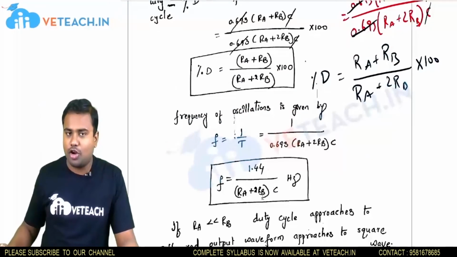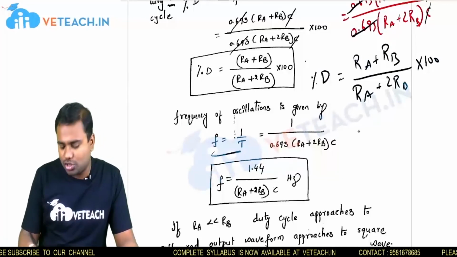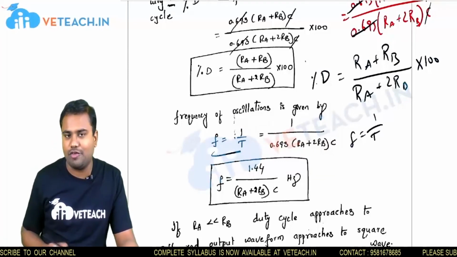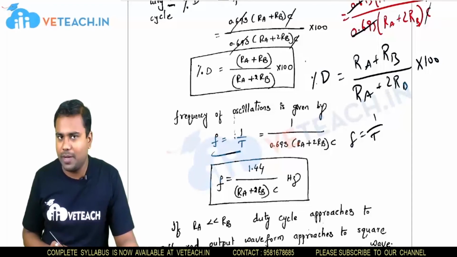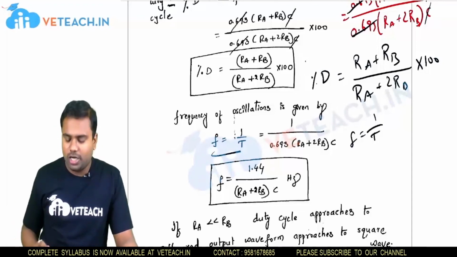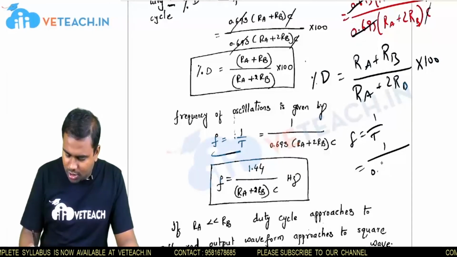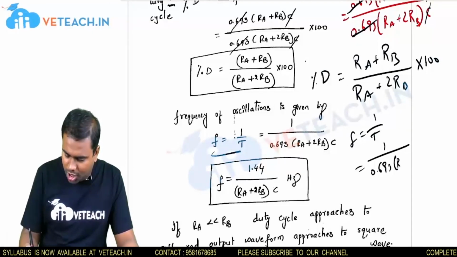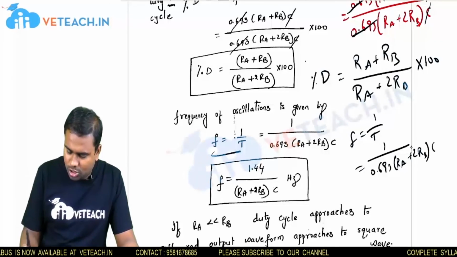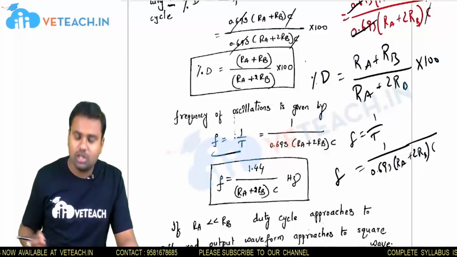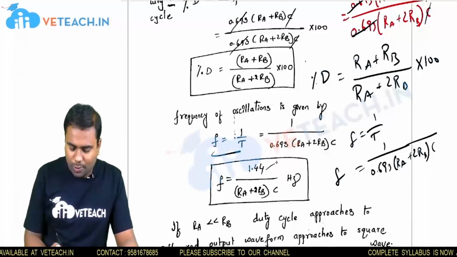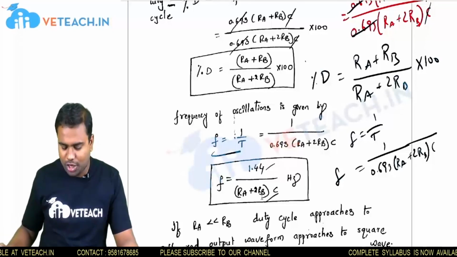Okay. Next, we are going to find out the frequency of the oscillations. F equals 1 by T. We all know that frequency is equal to 1 divided by the time period. So 1 divided by T equals 1 by 0.693 multiplied by (RA plus 2RB) into C. This is the F. So this is 1.44 divided by (RA plus 2RB) into C Hz.